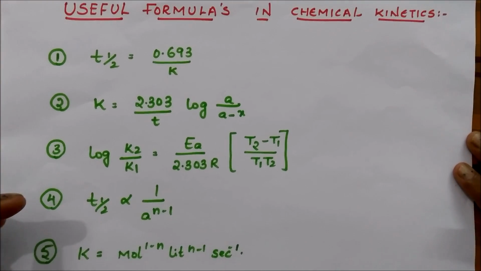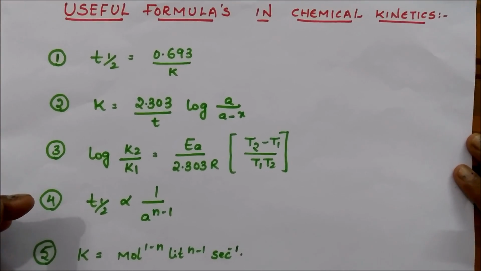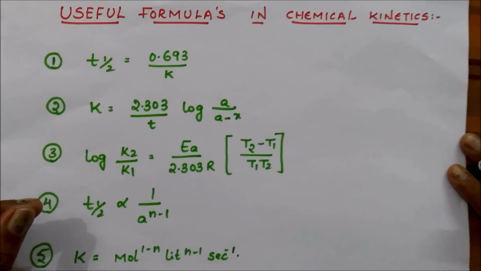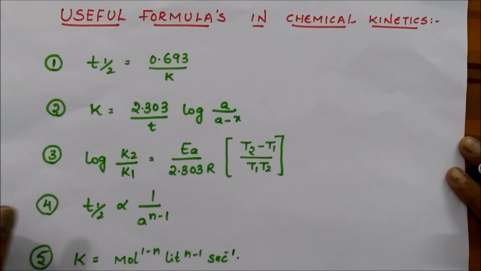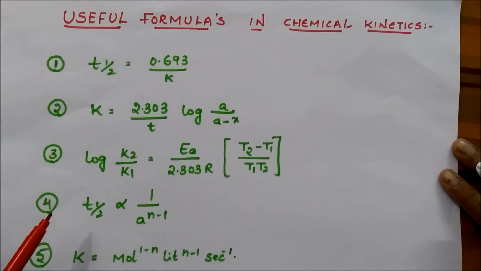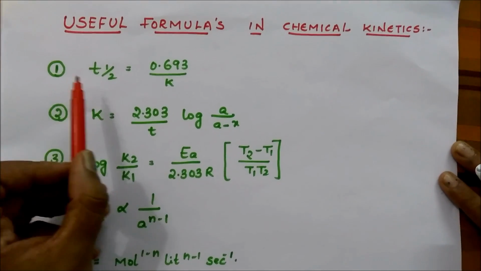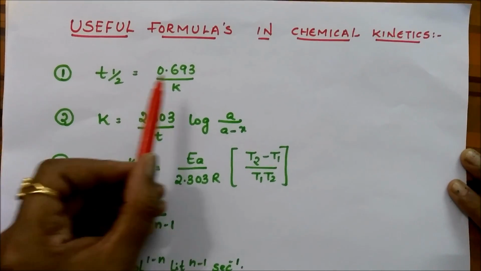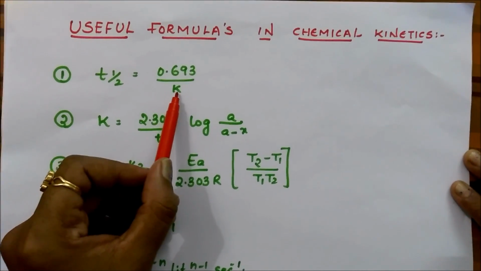Hi students, in today's session I am going to explain some important numericals in chemical kinetics chapter. These are the few useful formulas in chemical kinetics. First formula is T half is equal to 0.693 by K.